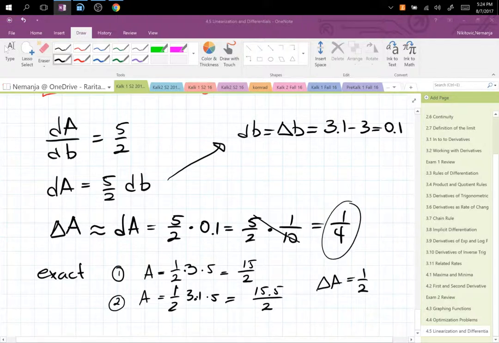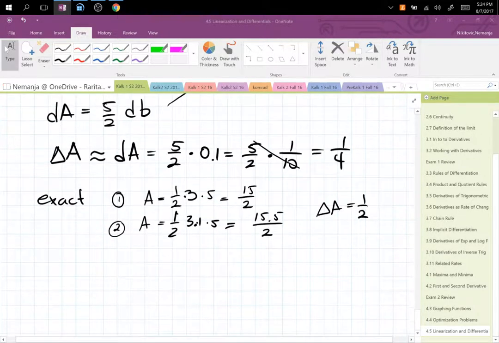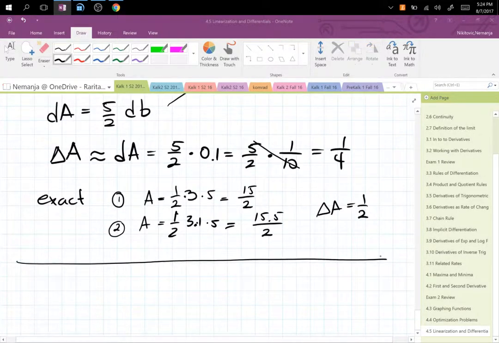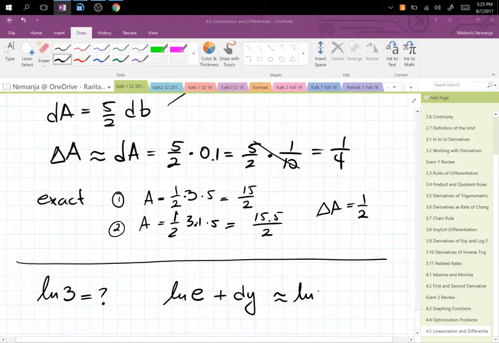Well, this is an approximation, so it's not exact, but for many applications, good enough. We can use it to still calculate all of the previous problems that we did with the linearization. You remember the ln 3 problem? We can actually compute ln e plus the change in y will approximate ln 3.